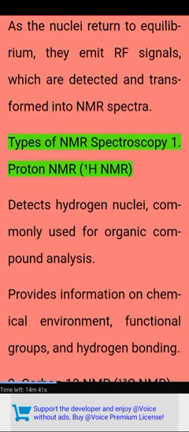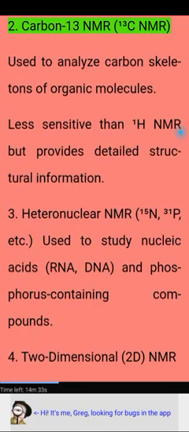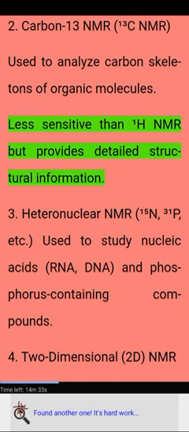Types of NMR spectroscopy: 1. Proton NMR, 1H NMR. Detects hydrogen nuclei, commonly used for organic compound analysis. Provides information on chemical environment, functional groups, and hydrogen bonding. 2. Carbon-13 NMR, 13C NMR. Used to analyze carbon skeletons of organic molecules. Less sensitive than 1H NMR but provides detailed structural information.